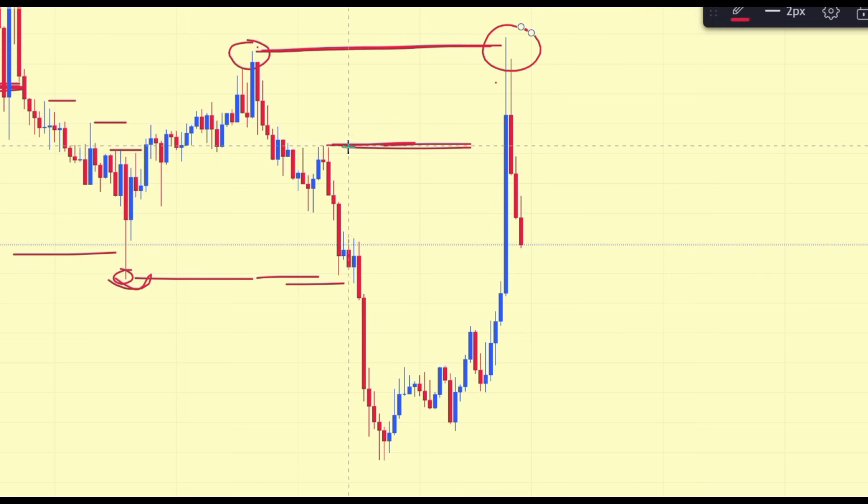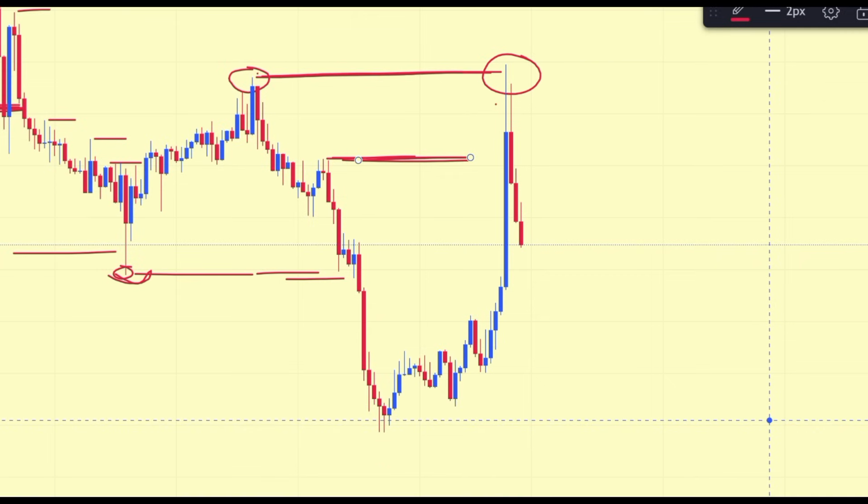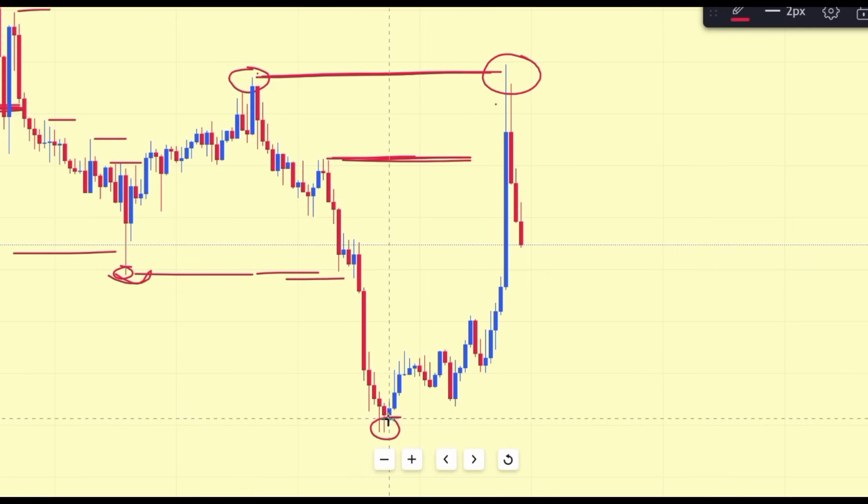But in this case, you can see this here is a minor inducement, and I said if it's the minor inducement, then the external liquidity will be the major inducement. And so if price goes further, taking out the major inducement or taking out the external liquidity, by a wick, just a sweep, and then reverses, then this one here is not a change of character, but just a sweep of the inducement, and this one here is obviously a swing point.